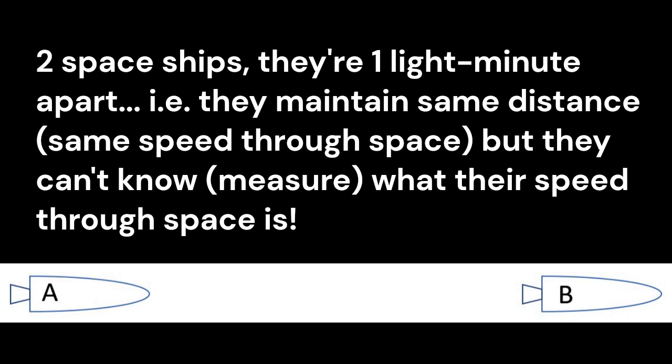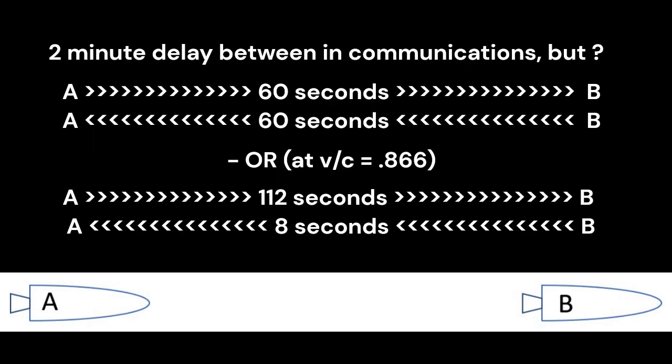It means that if you ask a question, you'd have to wait 2 minutes until the answer came back. So communication was kind of slow. But they maintain the same distance through space. But the thing is, as we know from Michelson-Morley, they can't measure what their speed through space is. So there's a 2-minute delay between communications, but is it 60 seconds going one way and 60 seconds coming back?